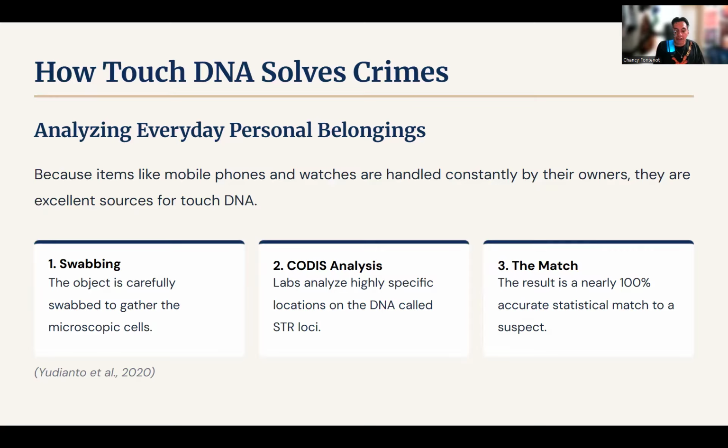Then it's brought into something known as CODIS analysis, where laboratories target highly specific regions across standard genetic locations to build a distinct profile. Finally, this leads directly to the match, and this provides a statistical identity check that is nearly 100% accurate when presented in a court of law.